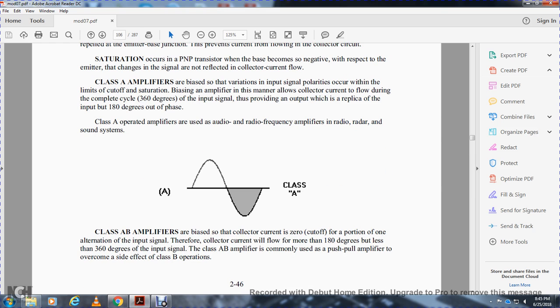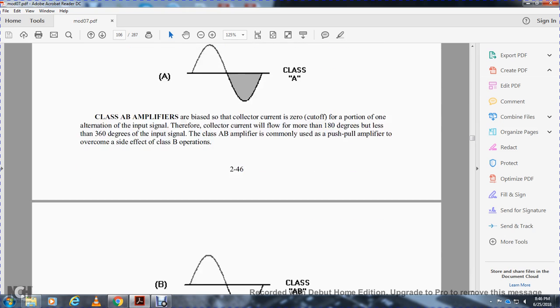Class AB is biased with the collector current at zero, cutting off a portion of one alternation of the input signal. Therefore, the collector current will flow for more than 180 degrees but less than 360 degrees of the input signal. Class AB amplifiers commonly use the push-pull arrangement to overcome the side effects of Class B operation.